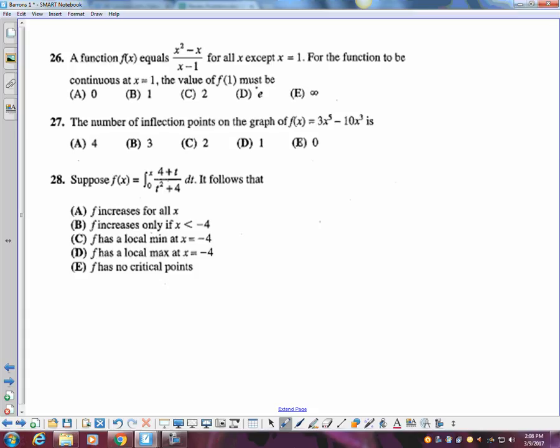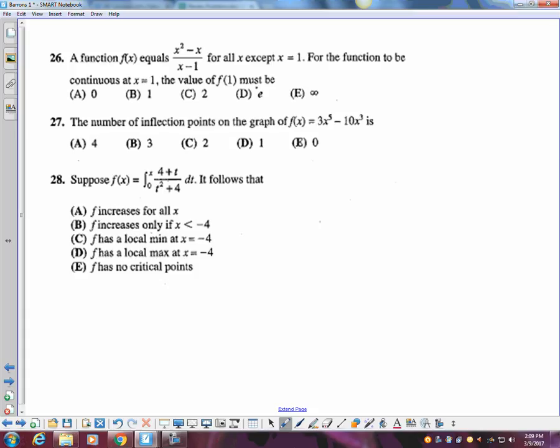Okay, it says a function f of x equals that for all x's except 1. Why not 1? You'd have a 0 on the bottom. The whole world would end. For the function to be continuous at 1, the value of f of 1 must be... Now, continuous means it flows. There are no holes. There are no asymptotes. There's no hiccups in there at all. Nothing gets disturbed. It's like fluid. So for the function to be continuous at 1, so we're saying it's going to have a hole at 1. So now I'm saying, okay, what would you need to plug in to fill that hole?